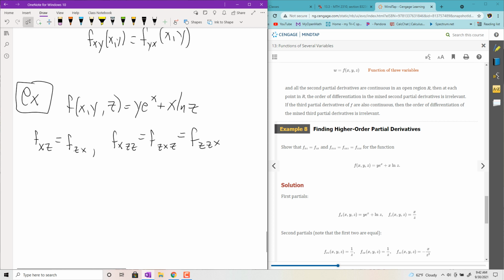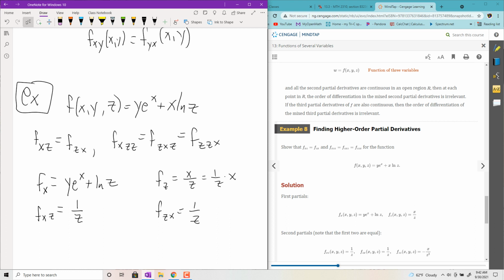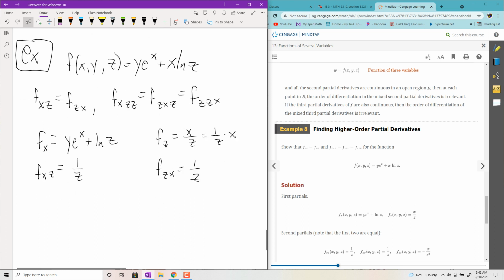Okay, so let's take a look. First get fx, so that's going to be y e to the x plus ln z, and then fxz is going to be, take the derivative of that with respect to z, that'll just be 1 over z. Fz is going to be x over z, and then fzx will be, if you rewrite this as 1 over z times x, that 1 over z is a constant, so the derivative of x is 1, and you just get 1 over z. So yeah, those are, in fact, equivalent.